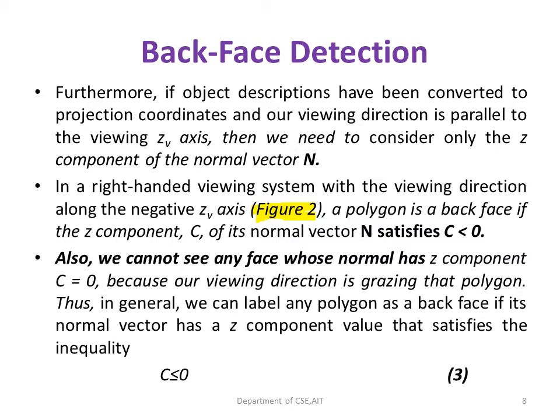And what happens if C is equal to 0? That means it is just grazing, exactly 0. My viewing direction is exactly on the polygon. Then we are not going to take any chance, and I am going to treat that also as a back face. So any polygon will be considered a back face if its normal vector has a z component value that satisfies the inequality C is less than or equal to 0. Only if C is greater than 0 do I consider that plane; otherwise I reject it.